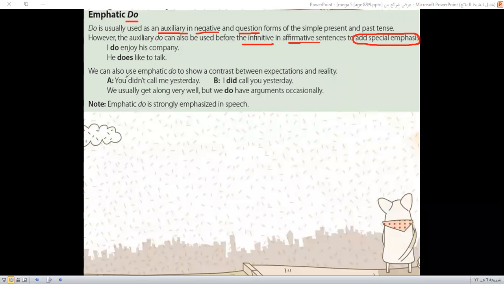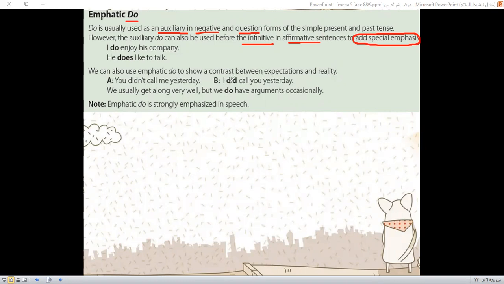Sometimes also, if you can see that in movies, they say what? They use the emphatic do to show a contrast between expectations and reality, which means someone says that you didn't do something and you're going to say, no, I did this thing. You're going to use the emphatic do. For example, you didn't call me yesterday. I did call you yesterday.